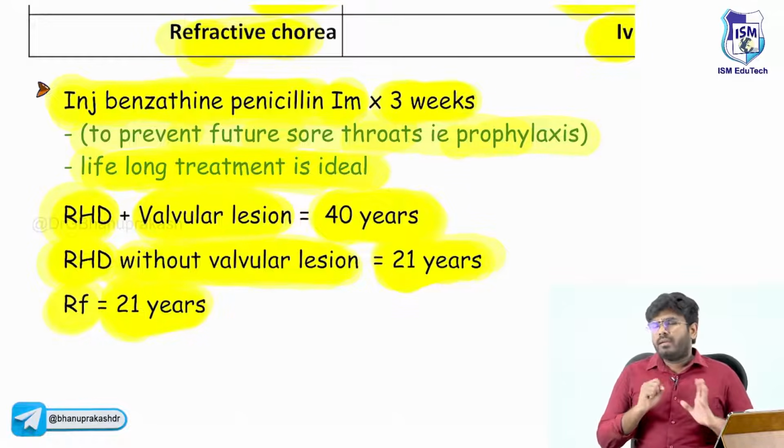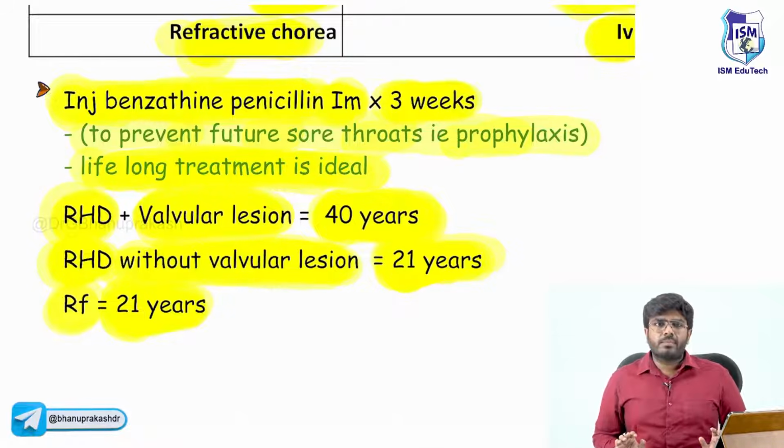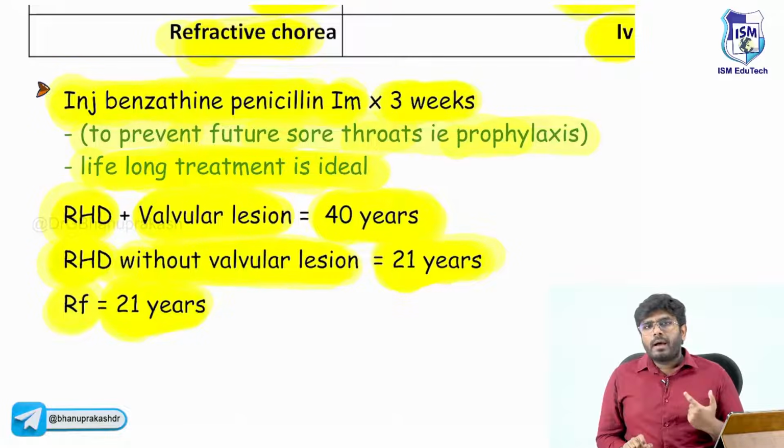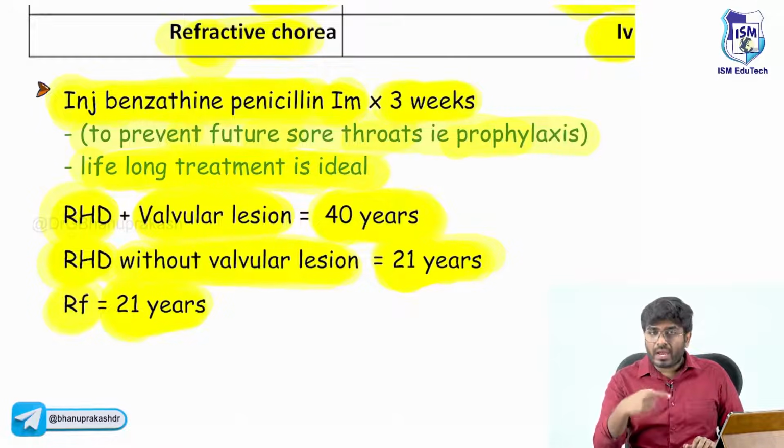In one of the exams, this question was asked. Imagine I am the child, sir. I came to you, a 10-year-old child, and I have rheumatic heart disease, my heart is affected. Now what do you have to give? You have to prevent the future attacks. So what do you have to give? Benzathine penicillin, lifelong you have to give me, or at least 40 years.